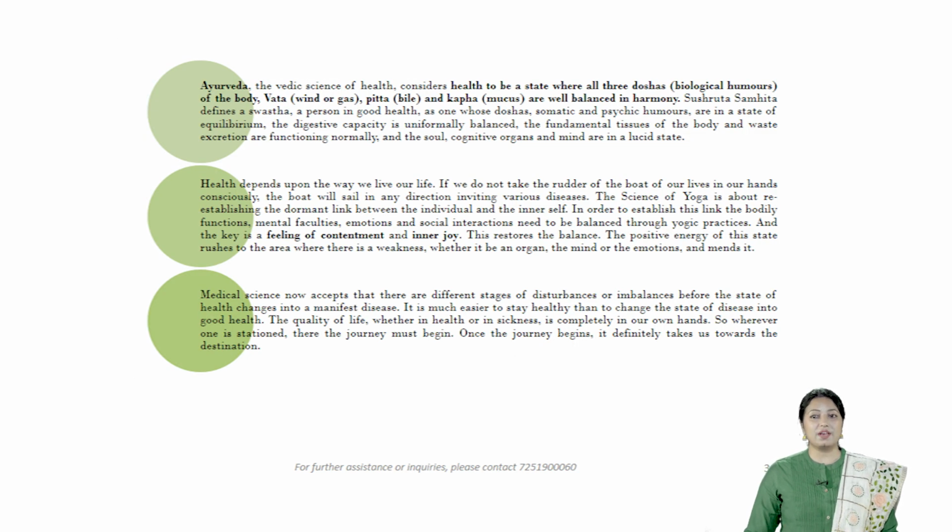Ayurveda, the Vedic science of health, considers health to be a state where all 3 doshas or biological humors of the body, that is, Vata, wind or gas, Pitta, bile, and Kapha, mucus, are well balanced in harmony. Sushrut Samhita defines a swastha, a person in good health, as one whose doshas, somatic and psychic humors are in a state of equilibrium. The digestive capacity is uniformly balanced, the fundamental tissues of the body and waste excretion are functioning normally, and the soul, cognitive organs and mind are in a lucid state.